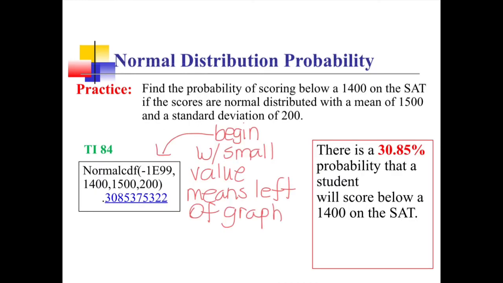All right, so take a look at this question. This question here says find the probability of scoring below. This is important, below 1400 on the SAT. So when we start, because we're going below 1400, we're going to have to begin with a small value. So it's to the left of the graph. And so we're going to use negative 1E99. And then we'll go to 1400, and then we'll put in the mean and the standard deviation and put it all in the calculator. This is the value that we get. So there's a 30.85% chance that a student will score below 1400 on the SAT.